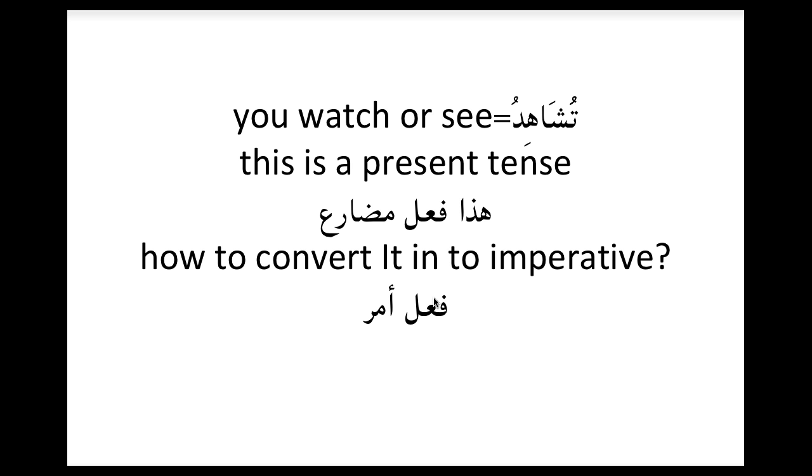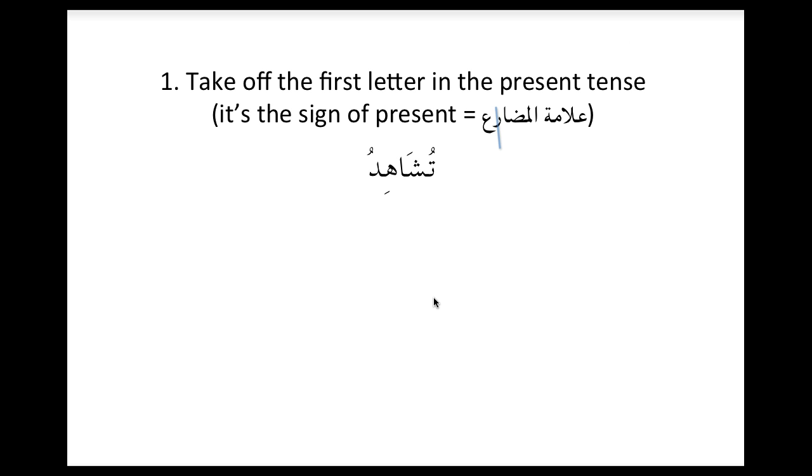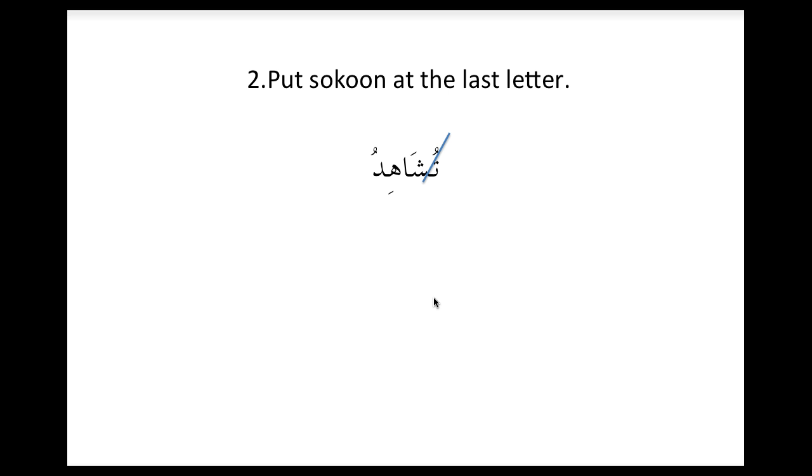Now, if you are talking to someone and you say you watch in Arabic, you say تشاهد. This is present tense. And how to convert this present tense into imperative or command is by taking off the first letter in the present tense, which we call the sign of present tense, علامة المضارع. Now, after you take off the sign of المضارع, put سكون at the end of the verb. تشاهد، شاهد.